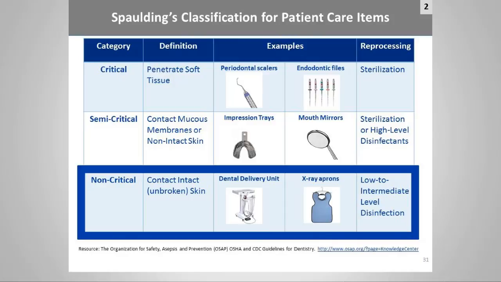And non-critical items, these are things that contact intact skin. For example, non-critical items might be the dental delivery unit, the lead apron, a pulse oximeter, a blood pressure cuff. And here, low to intermediate level disinfection can be used.